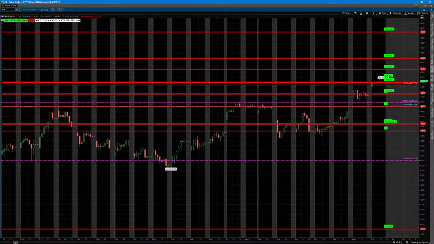This is SPX in a 30-day 1-hour chart, and showing now SPX trading right around and above the 4,500 level. All right, let me point out some levels on this chart.